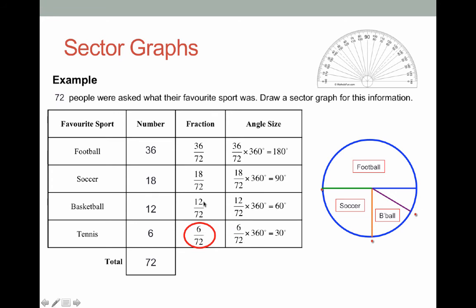You might notice that 6 is half of 12. So this sector for tennis has to be half the size of basketball. That's why tennis is 30 degrees. It's half the size of 60. But you could calculate that on your calculator.